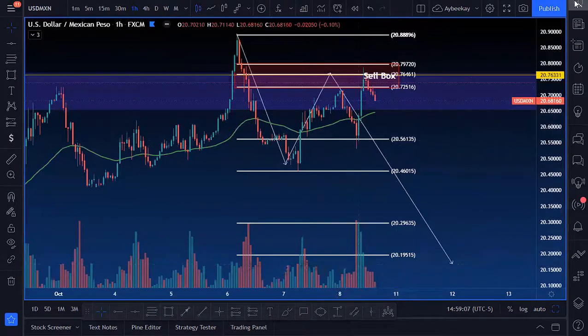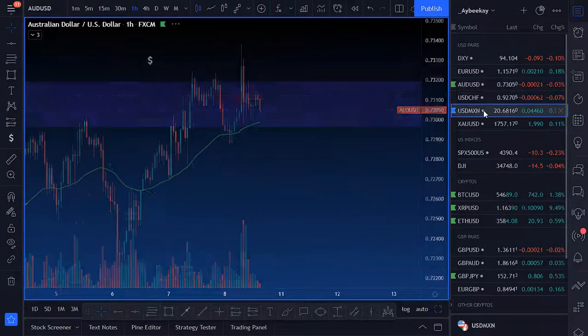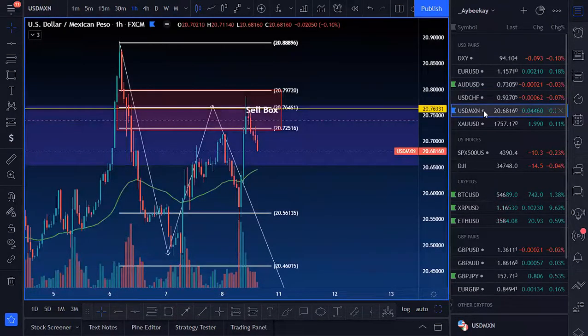But for now, out of all of these USD pairs, except for AU that I'm already in, everything else doesn't look that great to me, when it comes to all these other USD pairs.